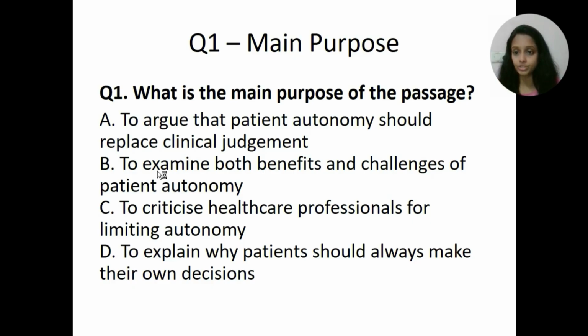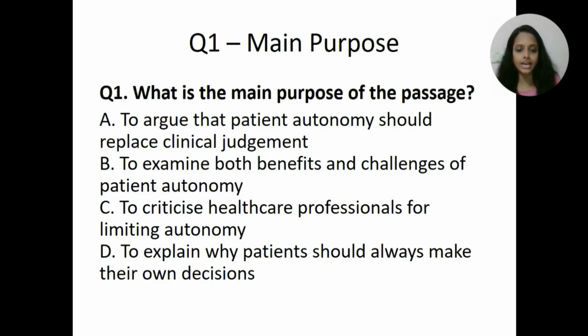Now if you check the option A, replace clinical judgment, that means it's extreme distortion. And C, to criticize healthcare professionals for limiting autonomy, that is not the writer's intention at all. And D, always patient decide, no, that's again the extreme option. So using extreme filter technique, I eliminate all wrong statements. Now only one balanced option remains, which is option B, examines both benefits and challenges. So this matches the overall meaning flow perfectly.